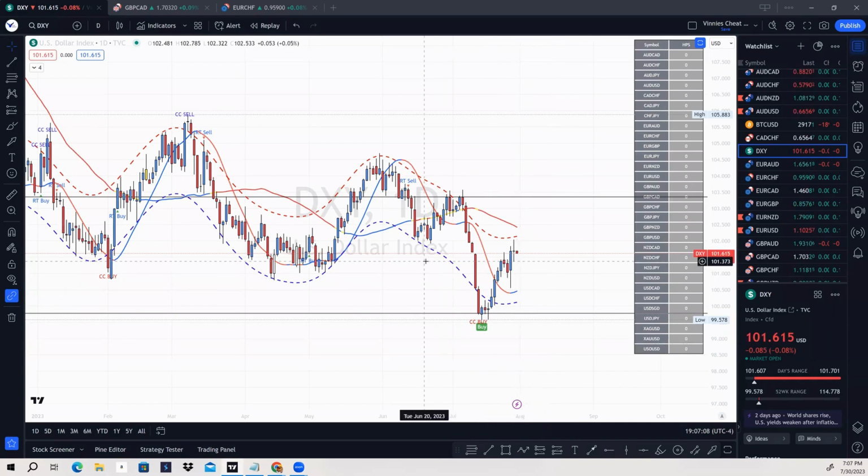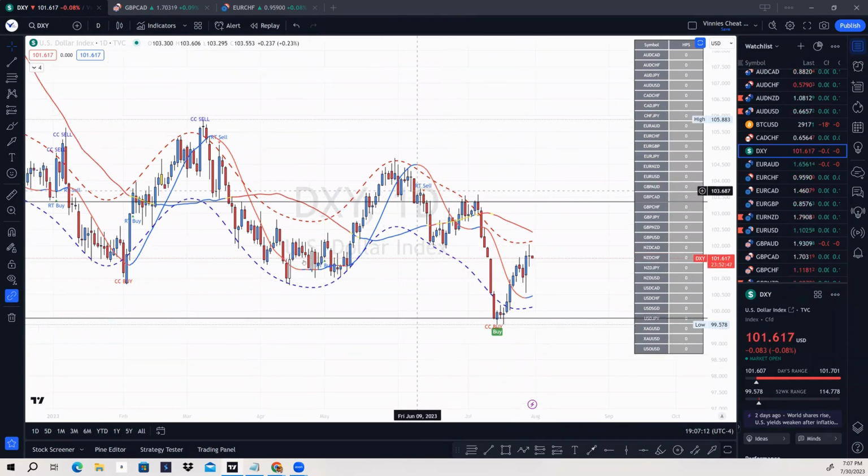The third set of buy and sell signals that you're going to see are these retest buy and sell signals. This happens when price pulls back. So that's a retest buy or sell.